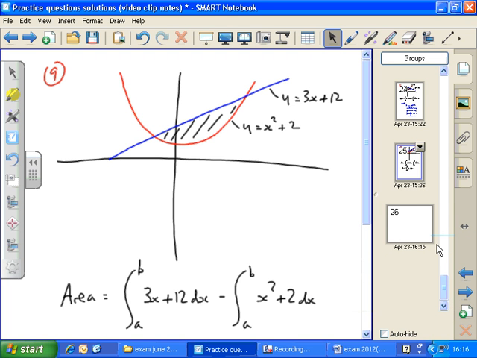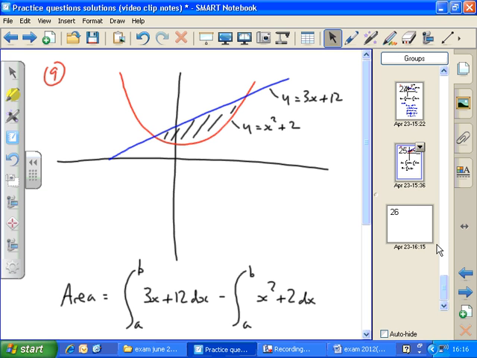So in this question number 9, we have to find the area under this curve. First of all, sketching the curves. So we've got the line y equals 3x plus 12. This time when x equals 0, it cuts at 12, and also the line's increasing from left to right because it's 3x plus 12. And again, we've got a curve y equals x squared plus 2, so it cuts at 2.